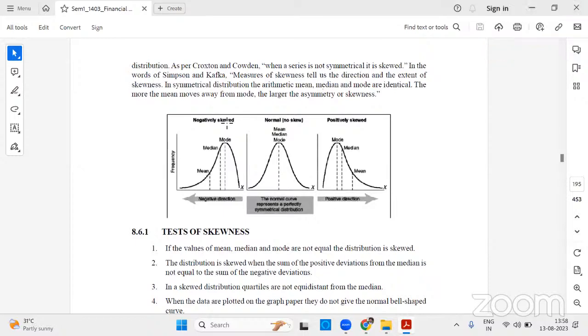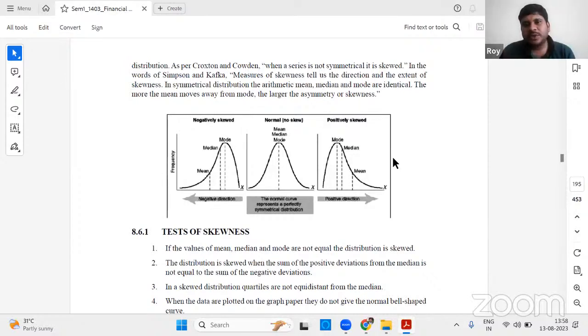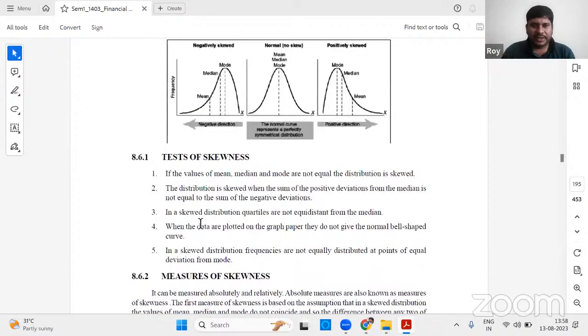Now, if the mean is going high, that is called positively skewed. Positively, in a positive way, the symmetry is missing. Symmetrical things are missing. Okay, right.